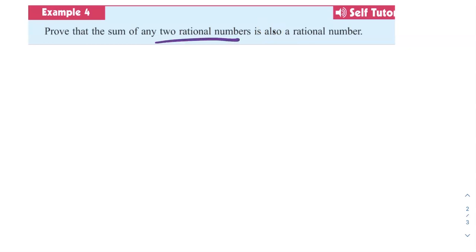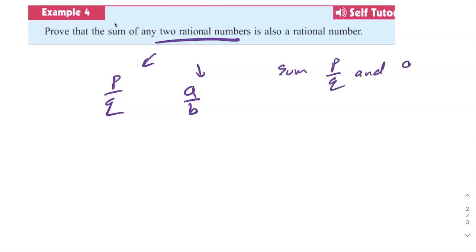Any two rational numbers, right? So we're going to let one rational number be p over q. And let's let another rational number be a over b. Right? Those are my two rational numbers, p over q, a over b. Those are what rational numbers are. And what do they want? They want the sum. So let's add them. So the sum of p over q and a over b would be this. P over q plus a over b.